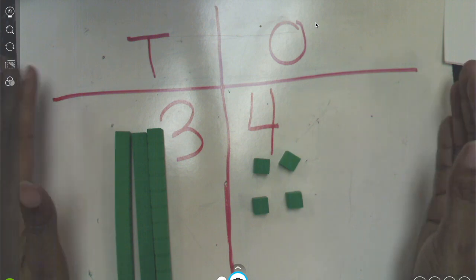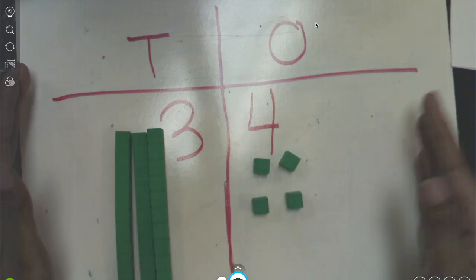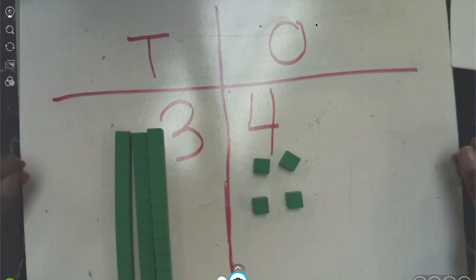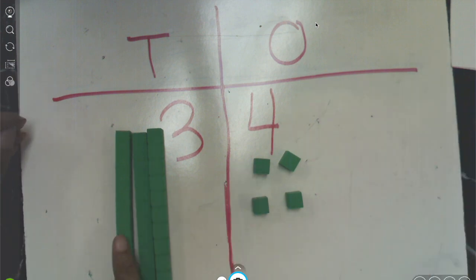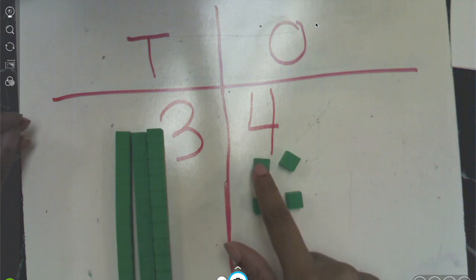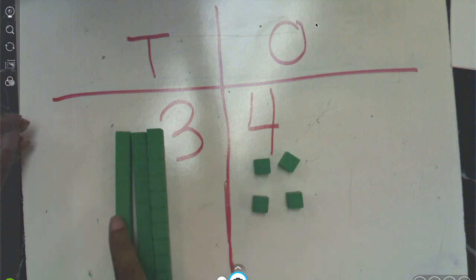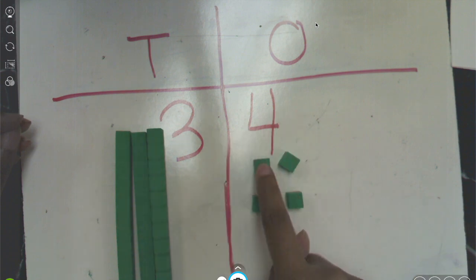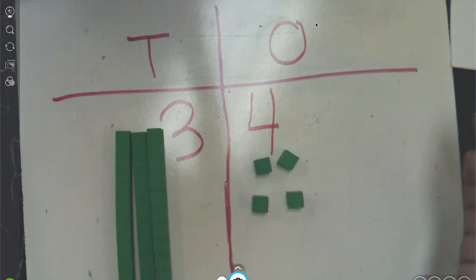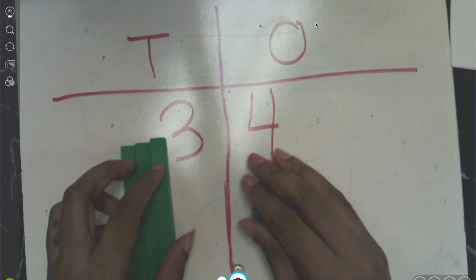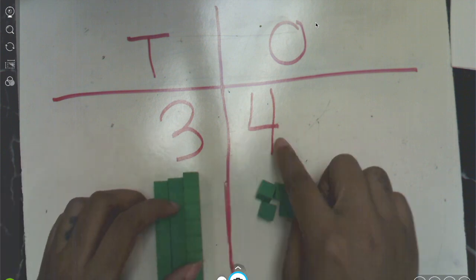Now if I want to check my work, I want to count my base 10 blocks. Remember, I'm thinking about the value. So remember, these rods are worth 10, so I will count them by 10. These units are worth 1, so I will count on by ones. So I have 10, 20, 30, 31, 32, 33, 34. Notice how I counted on by ones. And look, I said 34, and guess what? That is the number 34.